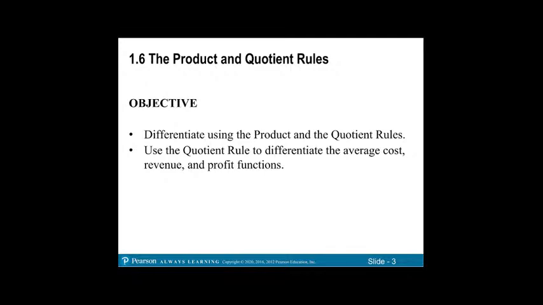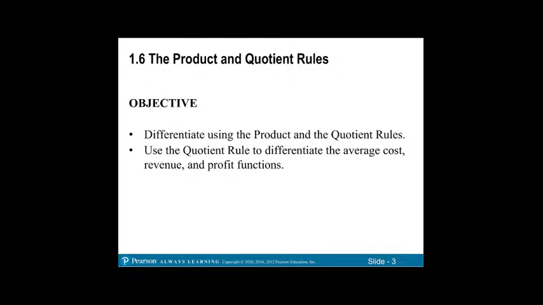Section 1.6, the product and quotient rules. So we're just going to continue our practice on differentiation. Some objectives here: we want to differentiate using the product and quotient rules, and we want to use the quotient rule to differentiate the average cost, revenue, and profit functions.